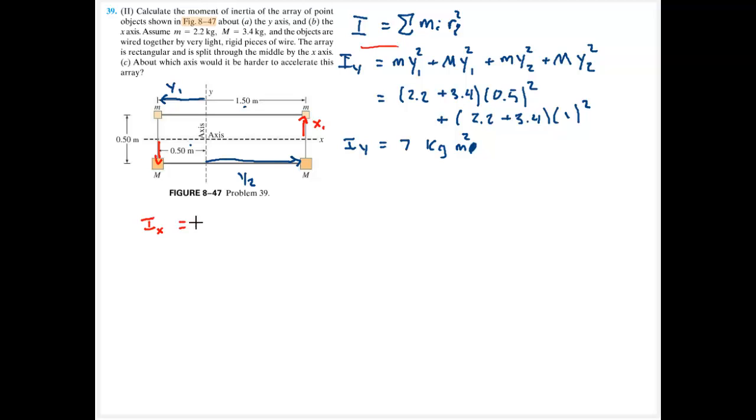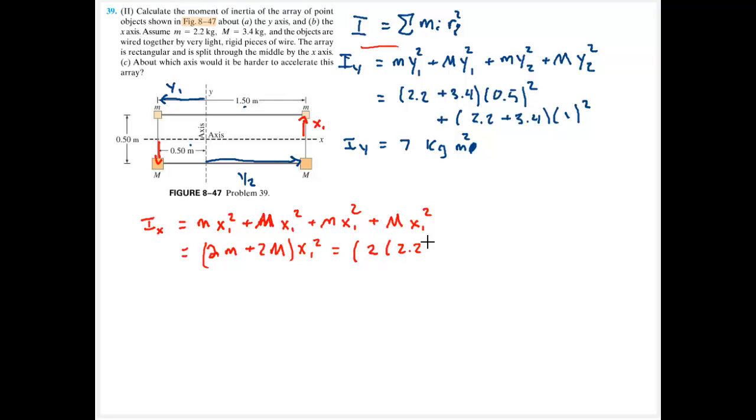So the moment of inertia about the x-axis is going to be equal to little mass multiplied by x1 squared plus big mass multiplied by x1 squared plus little mass multiplied by x1 squared plus big mass multiplied by x1 squared, which I can simplify a little bit and say that's going to be 2 times little mass plus 2 times big mass, multiplied by x1 squared. So I'm just doing a little bit of simplification there. I don't have to do that, but sometimes it's kind of nice.